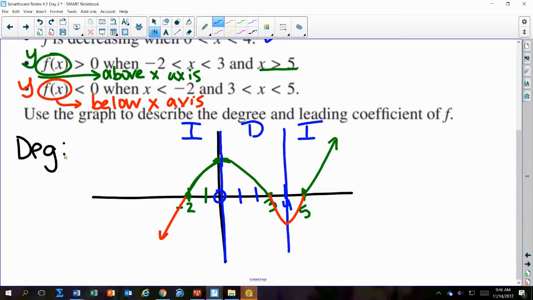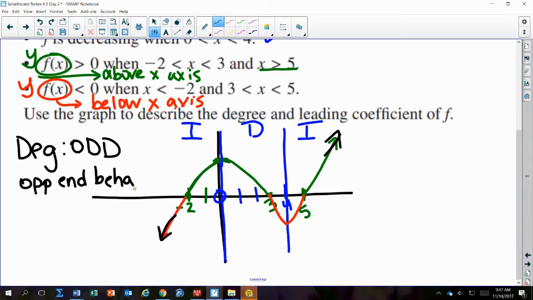Yes. It's different on either end, right? It's opposite on either end. They're not both going up or both going down. The end behavior has opposite directions for the arrows, right? So our degree would be odd, right? Because we have opposite end behavior. That's how we know. Okay?